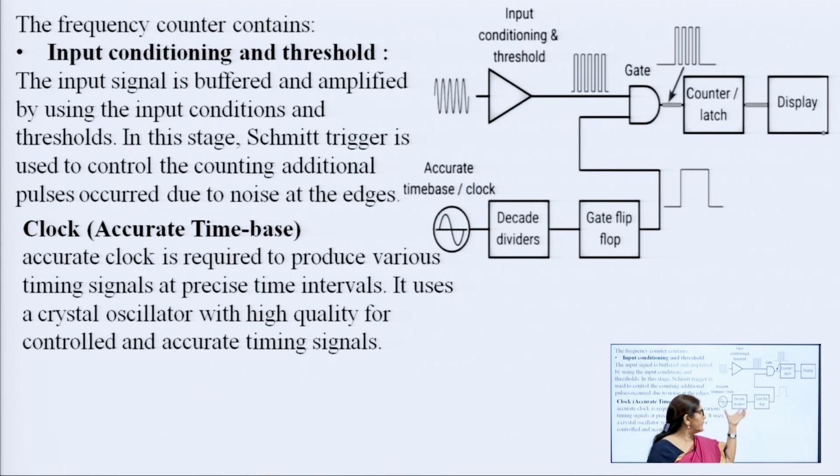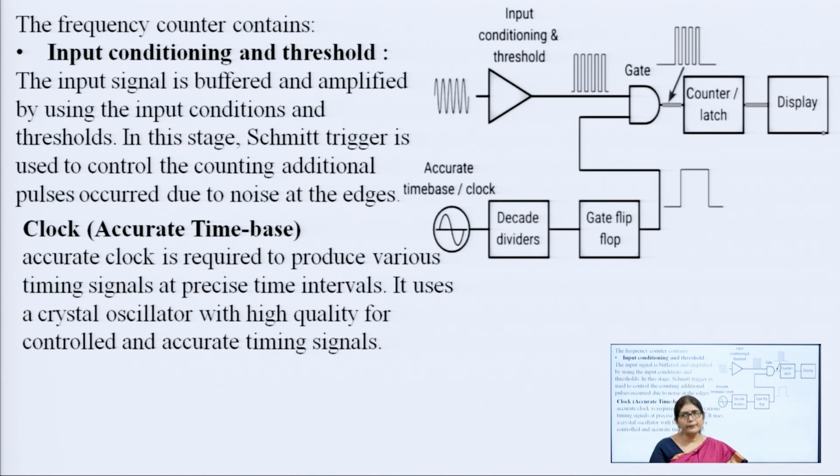So, this decade counter divides. Generally the crystal oscillator produces frequency in megahertz, 10 to the power 6. Now, suppose we want a low frequency, 10 to the power 3. So, we can use 3 decade counters in cascading form. The first decade counter will reduce it from 10 to the power 6 to 10 to the power 5, the next from 10 to the power 5 to 10 to the power 4, and so on. So, decade counters are used.